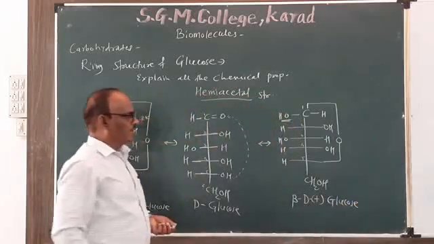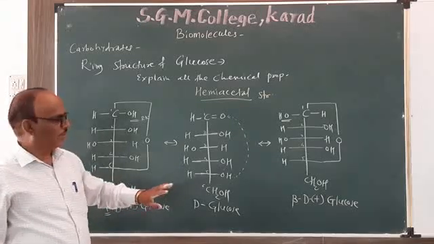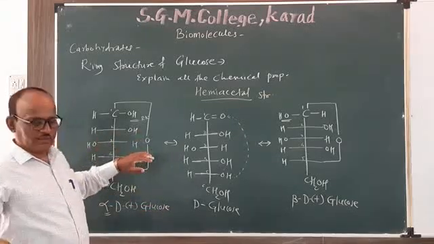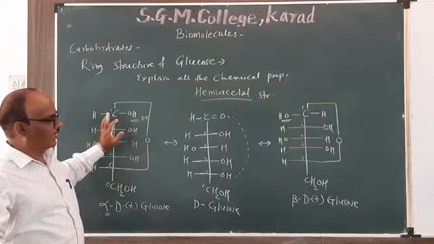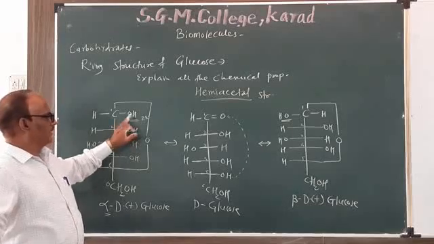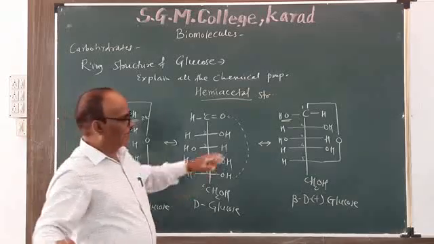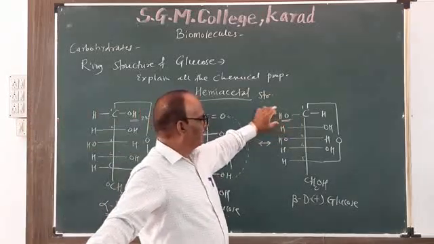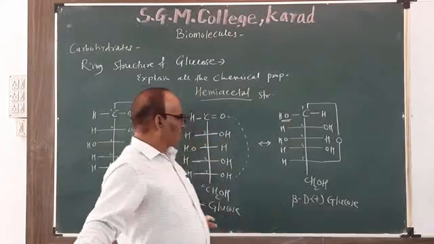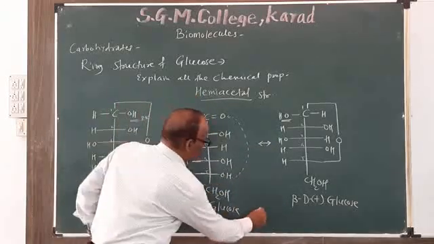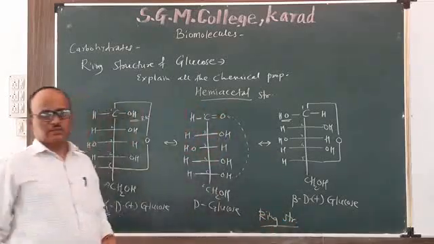So there are two types of ring structures, one is alpha and the second is beta. The difference is only the arrangement of the OH group at the C1 carbon atom. If the OH group is on the right hand side, then it is an alpha anomer, and if the OH group at C1 is on the LHS, then it is a beta anomer. These structures are called ring structures of glucose. Thank you.